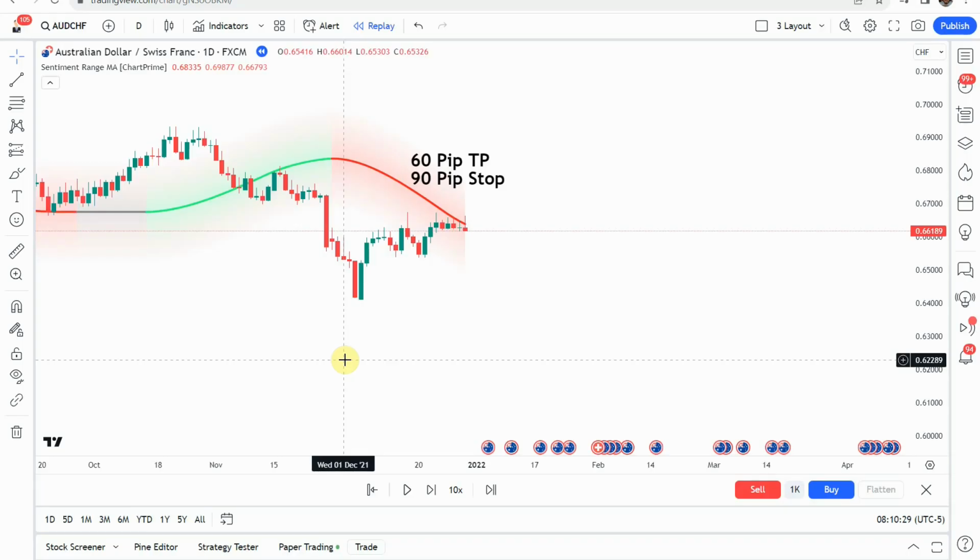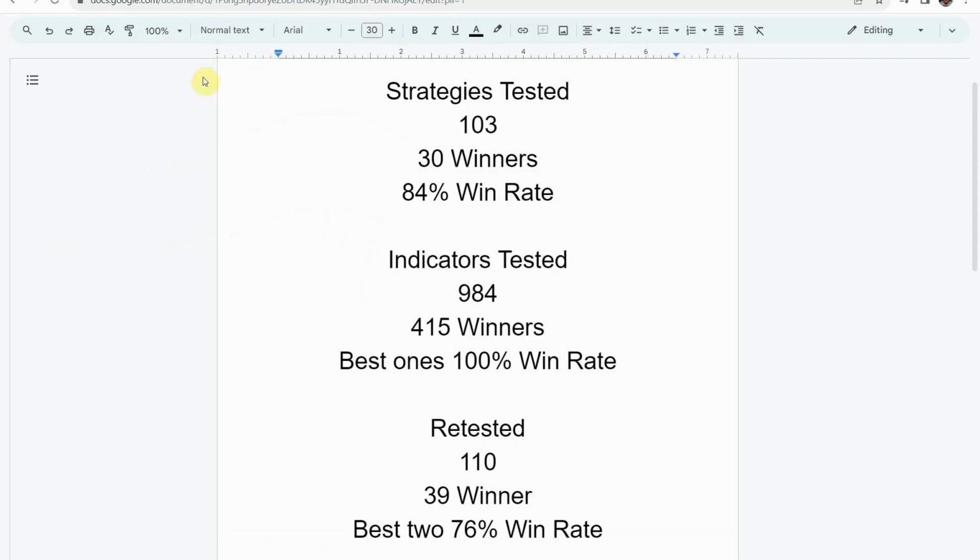Alright, as I said, today we will be testing the Sentiment Range MA indicator. Before we do though, I wanted to put the testing scoreboard up for everyone to see. So to date, we have tested a total of 103 different strategies, with 30 of them being winners. The best one so far was able to achieve an 84% win rate. That is the Academy of Forex indicator with the Z-score probability indicator.